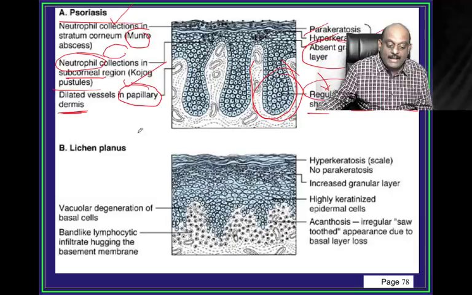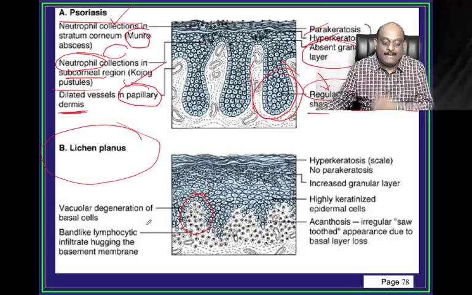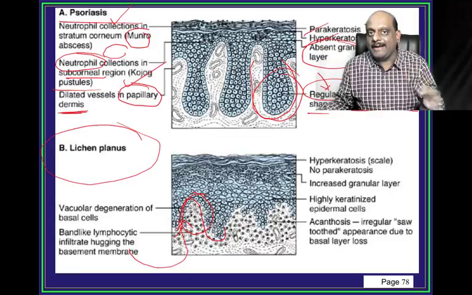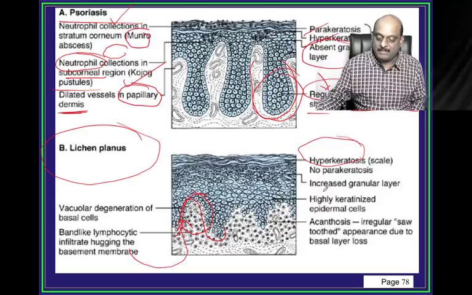Now, tell the story of lichen planus, which is the favorite question of the examiner. There is a vacuolar degeneration of the basal cells. Band-like lymphocytic infiltrate, hugging the basement membrane. There is hyperkeratosis, but there is no parakeratosis. Psoriasis has parakeratosis, but here, in lichen planus, it does not.